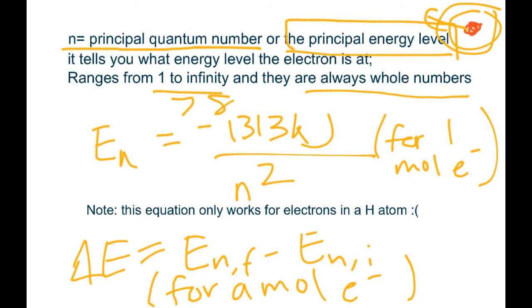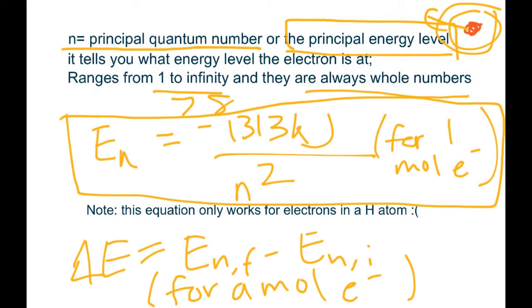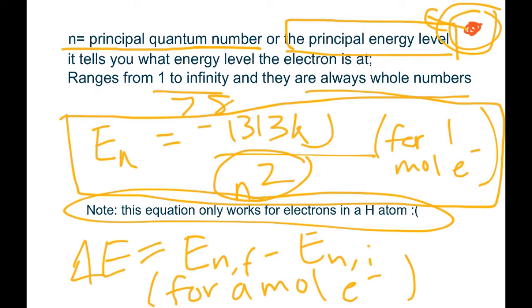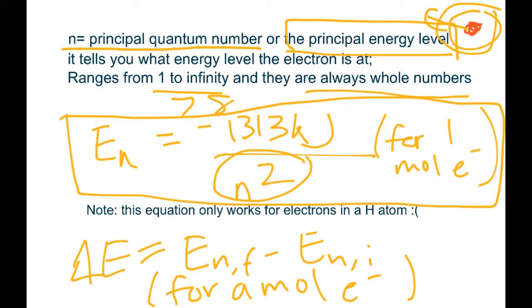Below, here is an equation that tells us the amount of energy there is in a mole of electrons depending on the principal energy level. Note that this equation only works for electrons in a hydrogen atom, so don't use it for an element other than hydrogen. This equation tells us that per mole of electrons, the energy will be negative 1313 kilojoules over the principal energy level squared, the level the electrons are in.